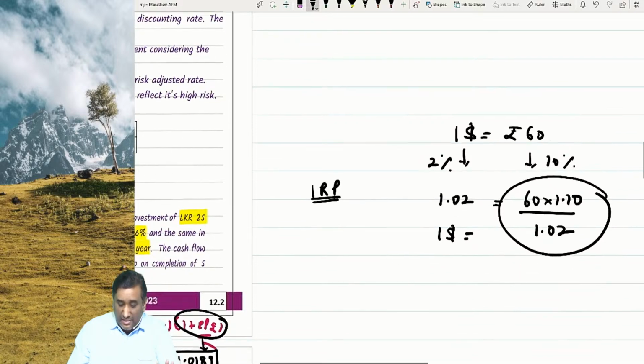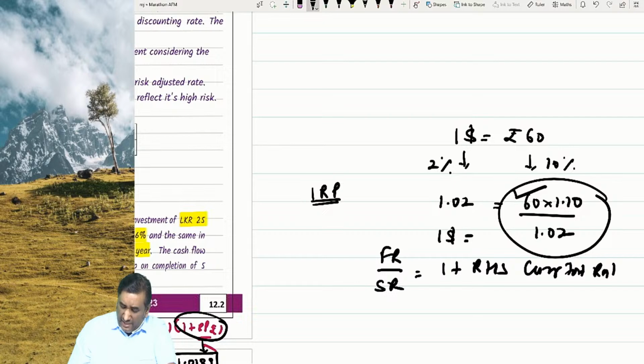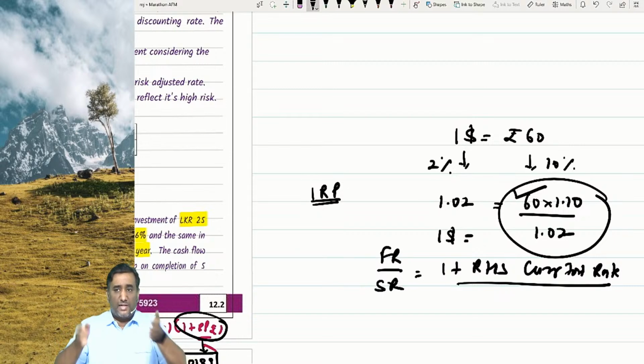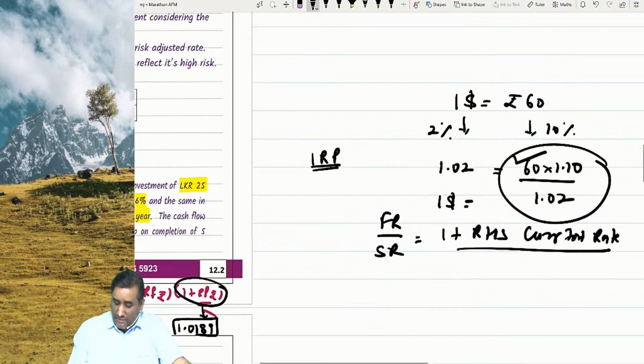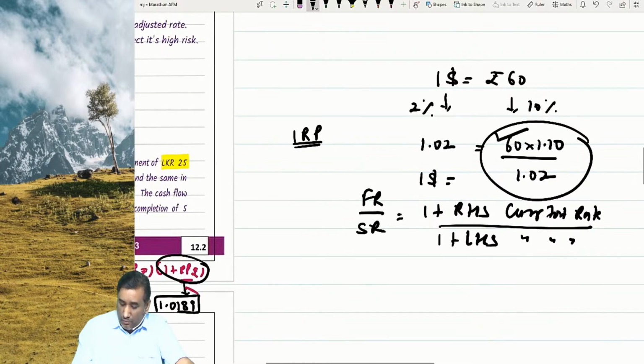So $1 would be equal to this divided by 1.02. So the formula basically becomes: my forward rate is equal to 60, my spot rate, times 1 plus what? Right hand side currency interest rate. In case you are not able to remember the formula, remember at least the basic part of it. $1 at 2% rate, 60 rupees at 10% rate, 60 will become 66, 1.02, 66 divided by 1.02. So logically you can create your formulas. Divide by 1 plus what? Left hand side currency interest rate. Now what is my spot rate available? Tell me the spot rate.